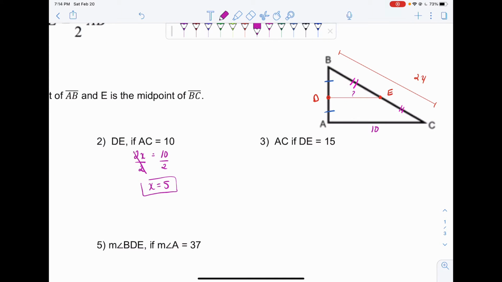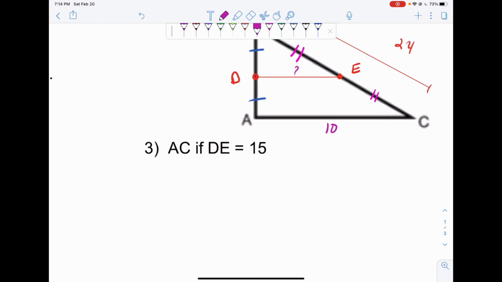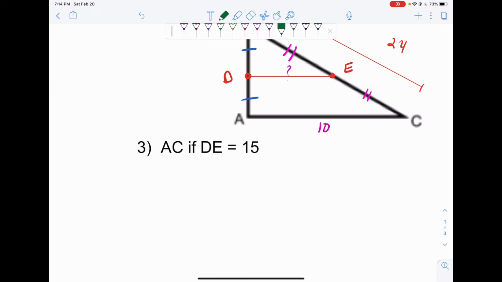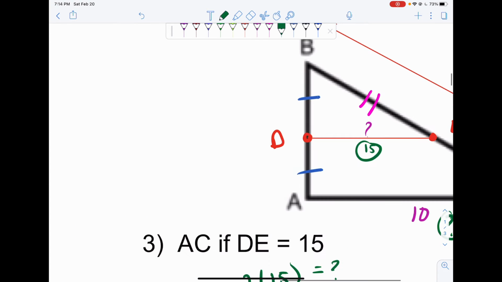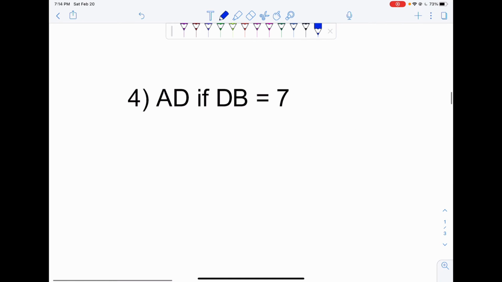Number 3: find AC if DE is 15. So if I think this is 15 and I don't know what this is, I can double my 15 to get my question mark. What's 2 times 15? It's 30. Number 4: find AD if DB is 7. So if I put my 7 right here, I want to know this piece. Well, they're both congruent, so AD is also 7.